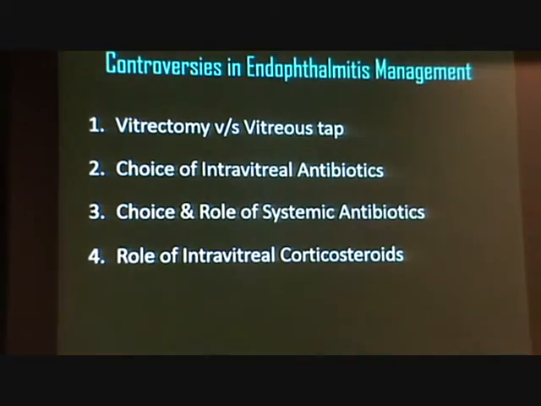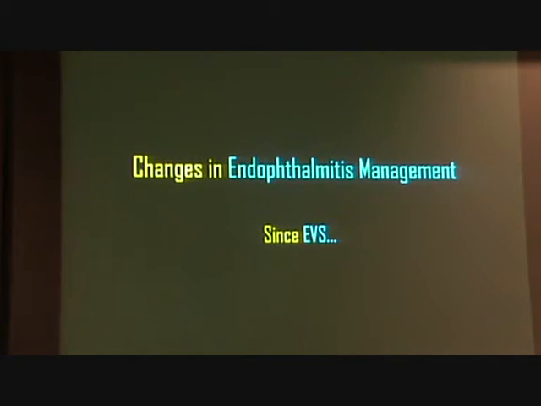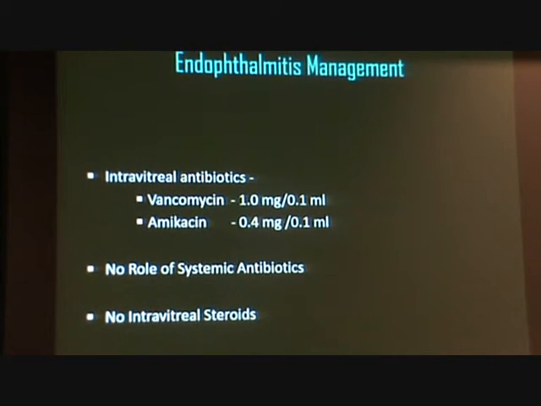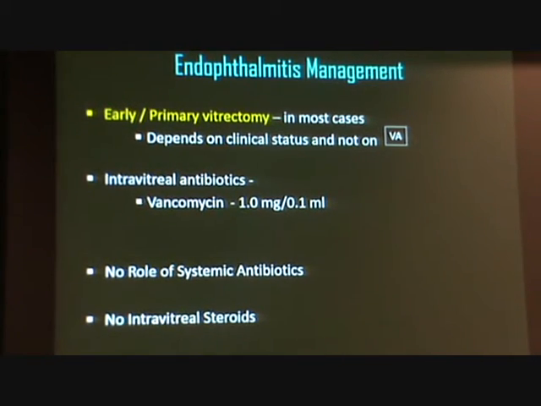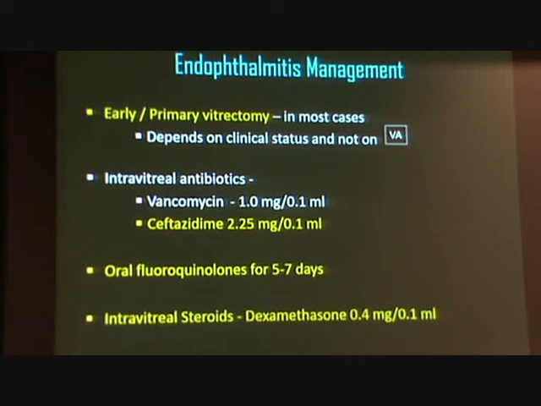In summary, considering the issues of controversies, here are the changes in endophthalmitis management since EVS, highlighted in yellow fonts. Currently, most experts would prefer this as the best plan to manage endophthalmitis if they develop endophthalmitis in their eyes. A minority group can still benefit from a vitreous tap and intravitreal antibiotics, with very close monitoring and an immediate vitrectomy option available if required.